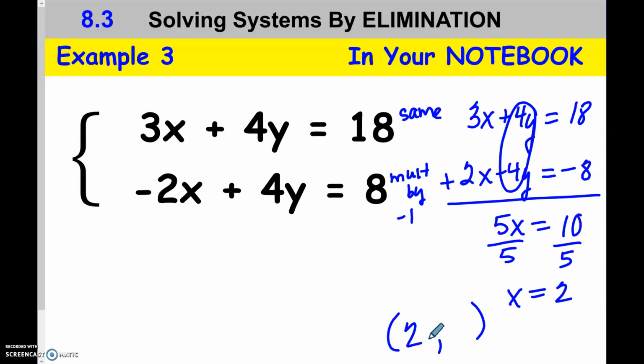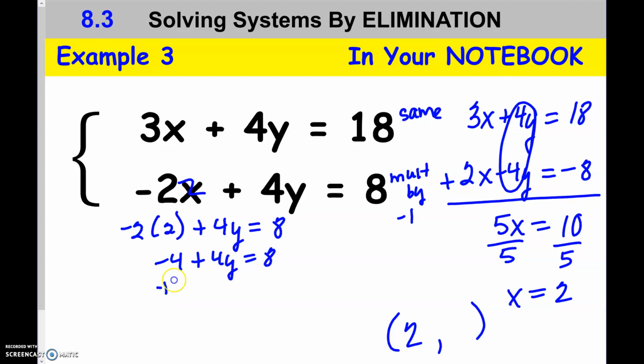Now what's y going to be? Okay, so I'm just going to do -2 times 2 plus 4y equals 8. So I just plugged my 2 in here. So I have -4 plus 4y equals 8. Add 4. 4y equals 12. Divide by 4. So y is 3. All right, go fill that in. So the ordered pair here for this solution is going to be 2, 3.